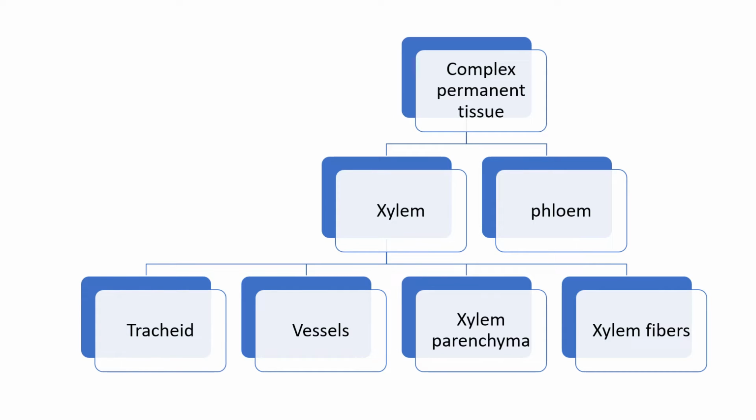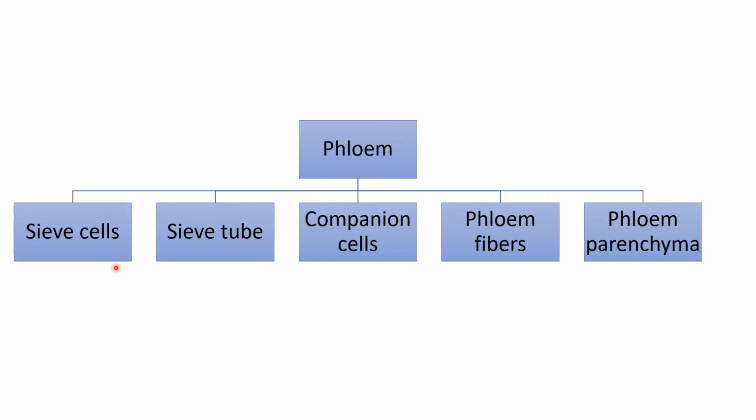See here, in that chart you can see complex permanent tissue is mainly of two types: one is xylem, another one is phloem. Xylem consists of four types of cells: tracheids, vessels, xylem parenchyma, and xylem fibers. Next, phloem consists of five types of cells: sieve cells, sieve tubes, companion cells, phloem fibers, and phloem parenchyma.